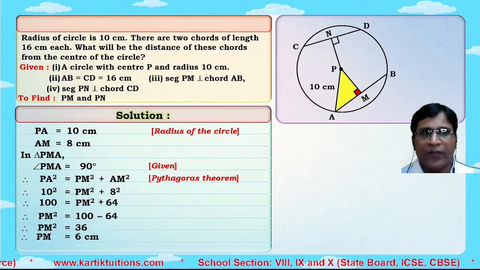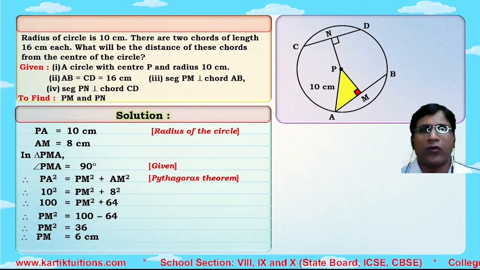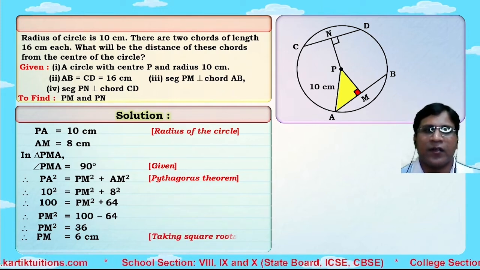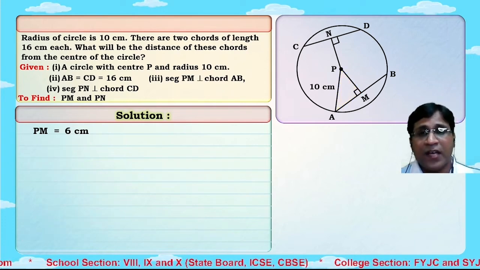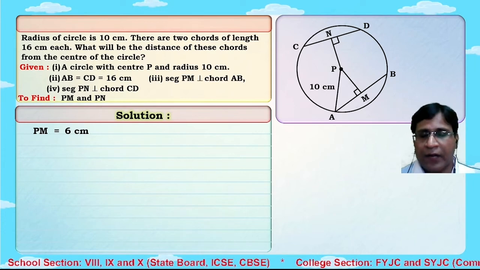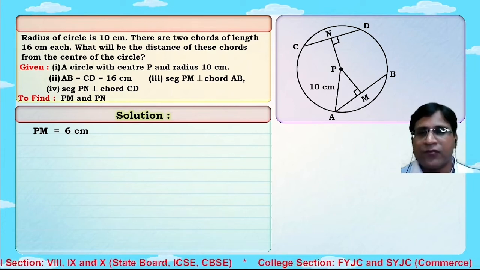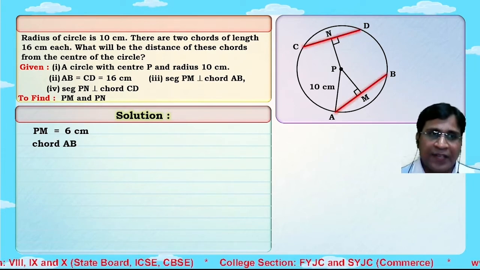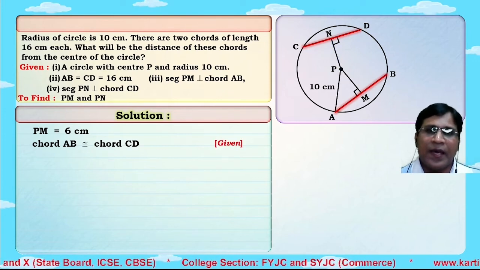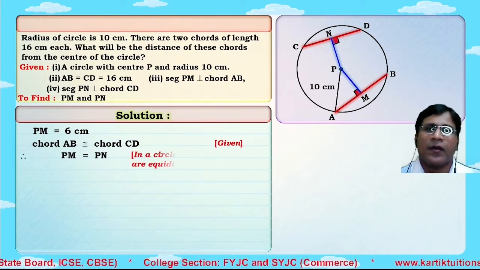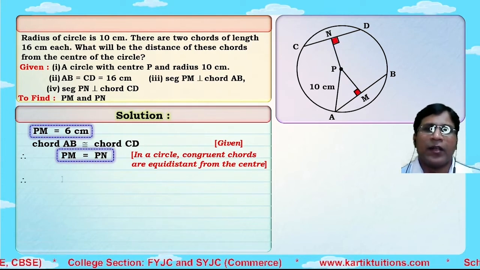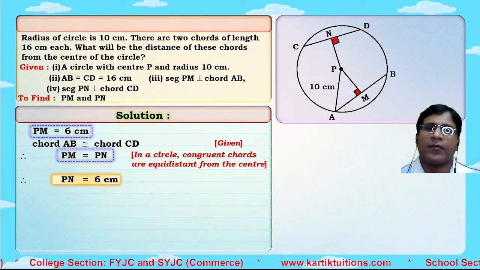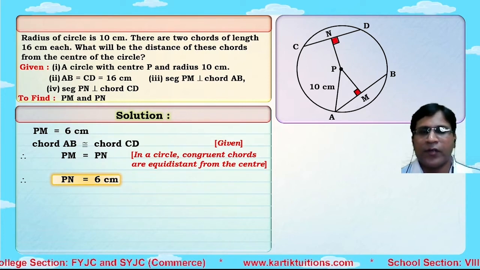Now in the beginning of the sum, they have mentioned two chords of length 16 centimeter each. In other words, the chords are equal. If the chords are equal, just now we have studied that whenever the chords are equal, they are equidistant from the center. So in other words, I can say PM has to be equal to PN. But since we got PM as 6 centimeter, we'll get PN also as 6 centimeter. I hope you must have understood this sum.